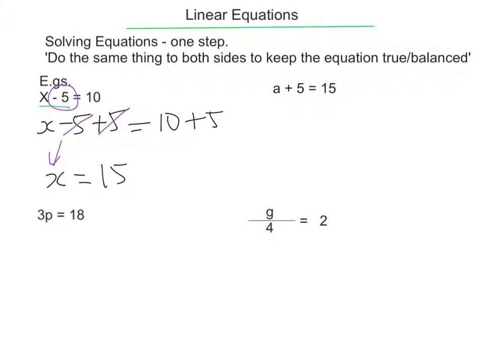I have made x the subject of the equation. I have solved for x. If I check my answer, 15 minus 5 does actually equal 10.